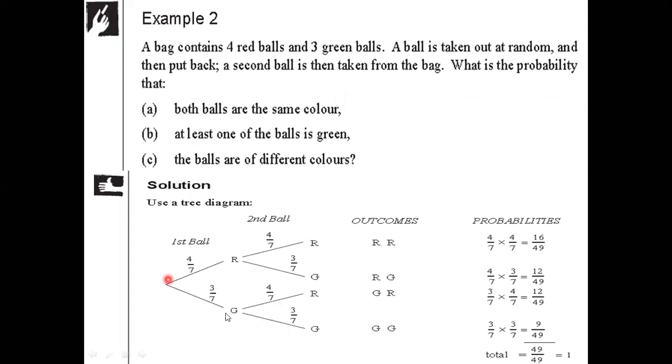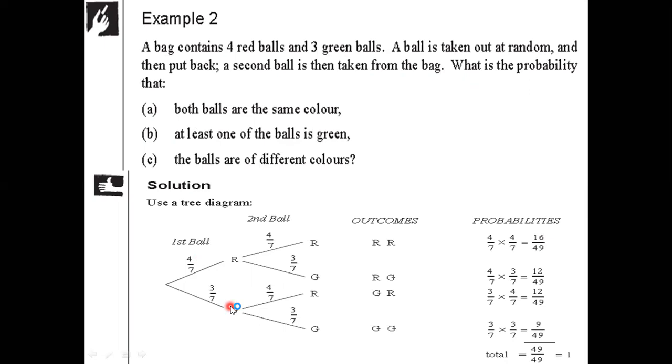Now, the probability of selecting a red ball in the first selection will be 4 over 7, while the probability of selecting a green ball in the first selection will be 3 over 7. We are saying that it could be red. If it is red, that's 4 over 7. The first selection could be green. If it is green, then you have 3 over 7. That's for the first selection.